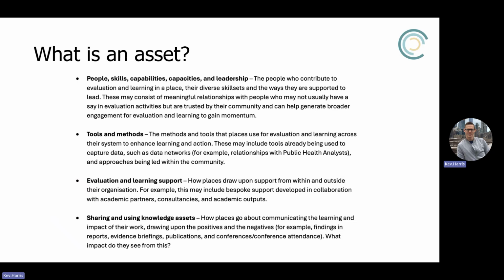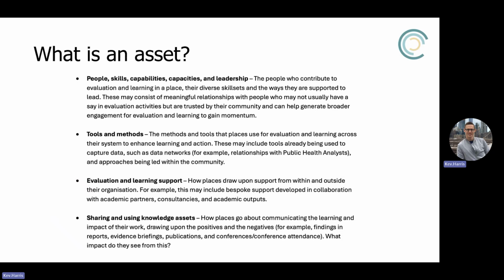It'd be great here to also, in terms of assets, capture what evaluation and learning support places draw upon. So do they, for example, go to academic institutions? Do they have hybrid setups and frameworks where they have in-house support within their organizations? Or do they also have an academic partner or a consultancy that facilitates and offers high level support? So how do places draw upon that support from within and outside their organization is another thing that is really important to capture in relation to those assets.